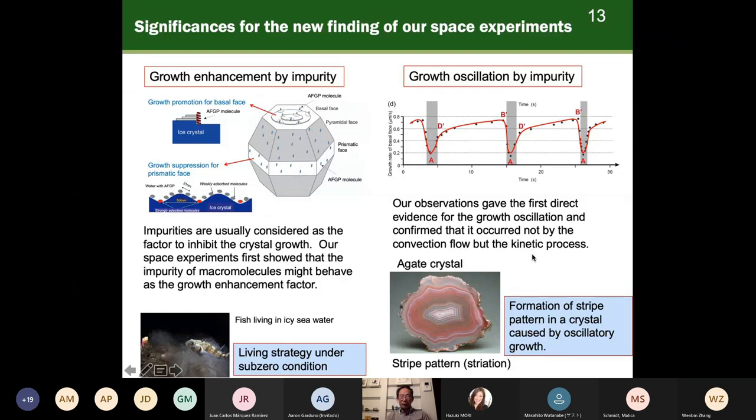We should remember that this is a microgravity experiment. So it means there is no convection. So this is not the effect of a convection flow. We could observe the growth oscillation relating to the kinetics of growth. So this is a very important result.